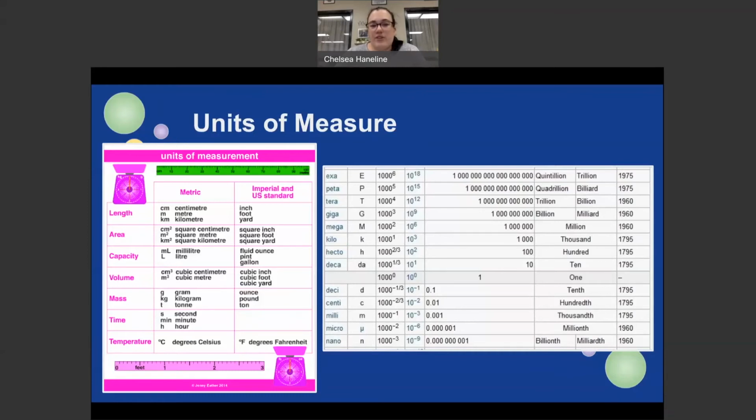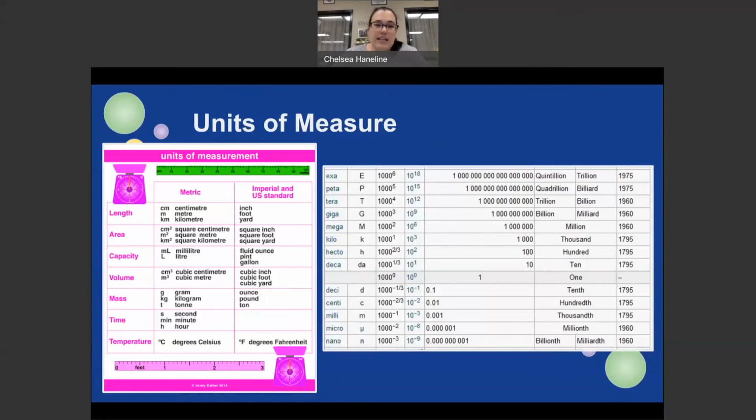So the standard unit of length is always meter. Area is usually like meters squared or centimeters squared. Capacity is liter or milliliter. Volume is centimeters cubed or meters cubed. The standard unit of mass is gram, kilogram, or ton. Time is minute, second, or hour, and then temperature is degrees Celsius.